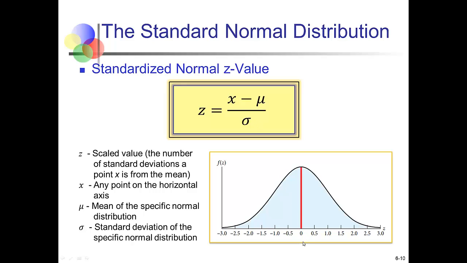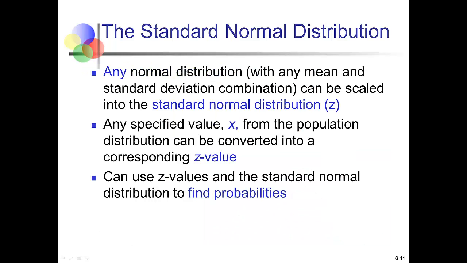The picture below is actually the standard normal distribution. The standard normal is centered at 0 because the mean is 0 standard deviations away from the mean. The standard deviation here is actually 1 because a value that is 1 standard deviation away from the mean will generate a z-score of 1. Any normal distribution can be scaled into a standard normal distribution, and any individual value of x can be scaled into a z-value. We can use these z-values and the standard normal distribution to find probabilities.